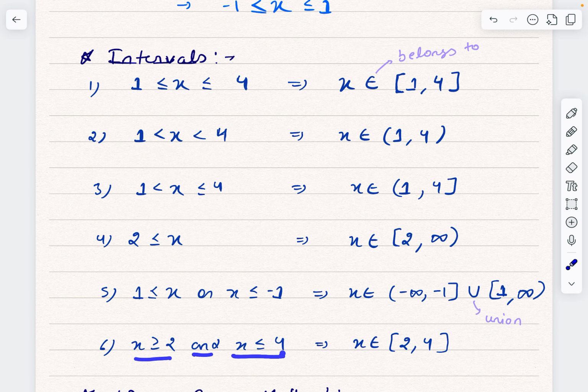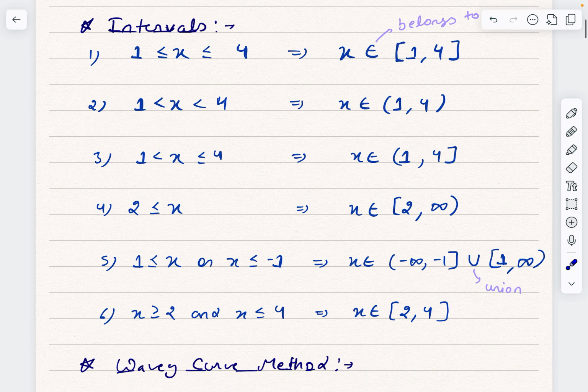So we just see, if I say x is greater than equal to 2 and less than equal to 4, and means it should satisfy both of them. So what numbers we can take? We can take numbers only between 2 and 4, and we can include 2 and 4 also. So close 2 to close 4. I hope it makes sense. Let us go to the next thing now.